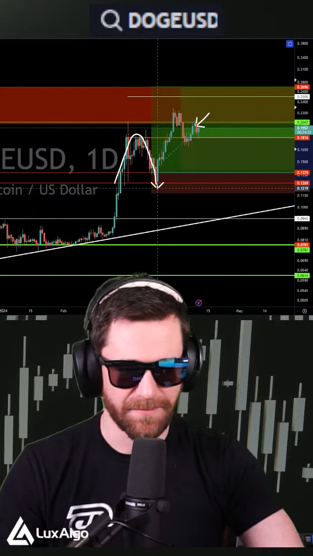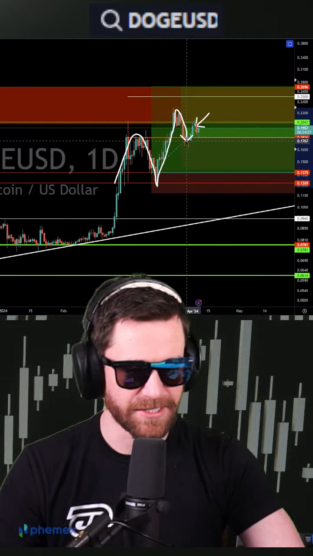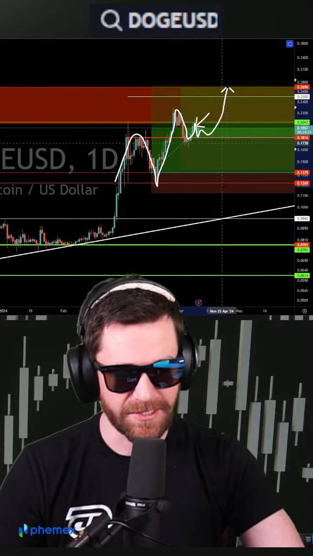Doge looks good to me. Found resistance, back tested support, put in a higher high, tested resistance as support. So far it's held. Now it's just chilling here. I think we see this move.